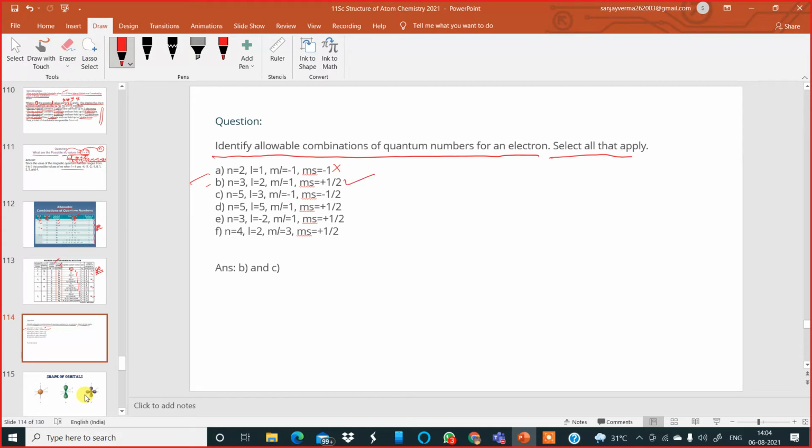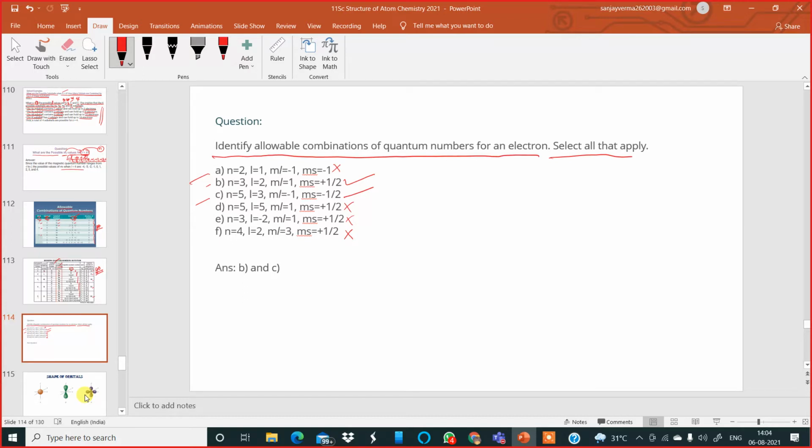It is possible. The number C, n is 5, l is 3, ml is minus 1. Value of magnetic quantum number, it is possible. It can be minus 1. ms is minus half. It is possible. But D, E, and F are not possible. If you watch carefully, you will find out.